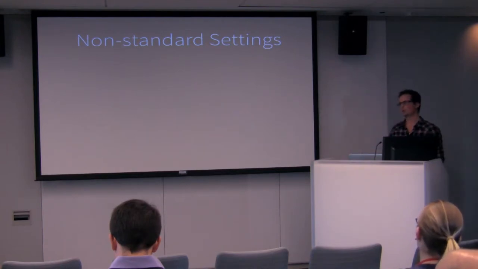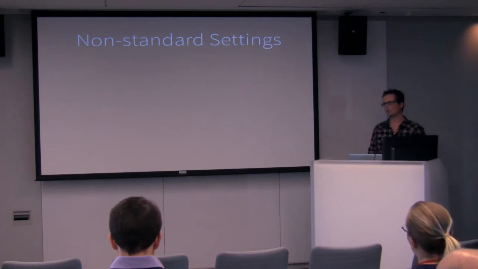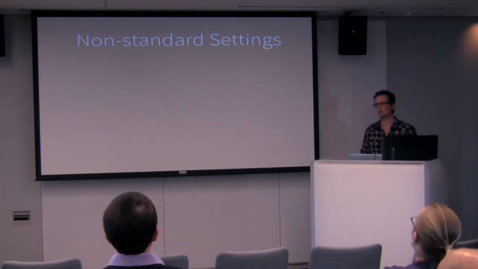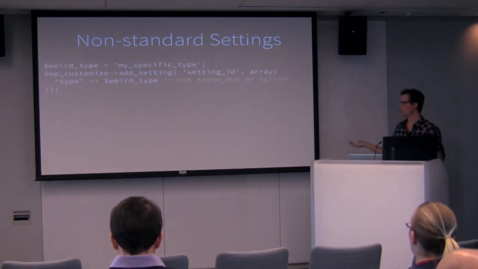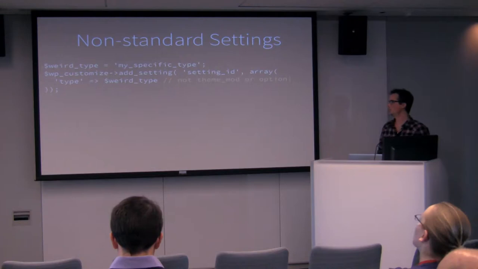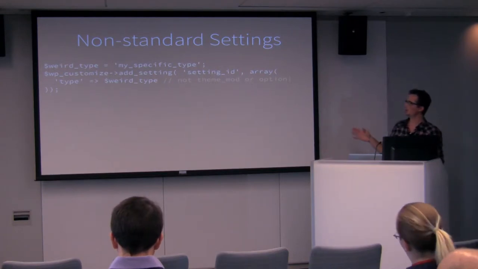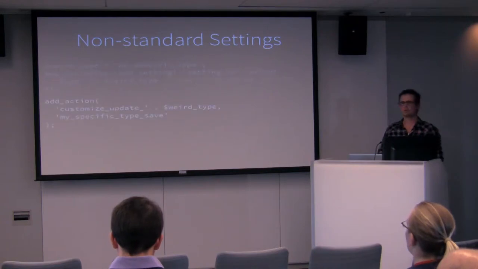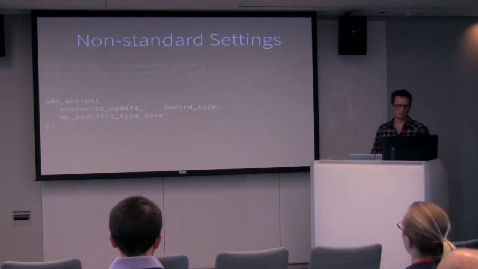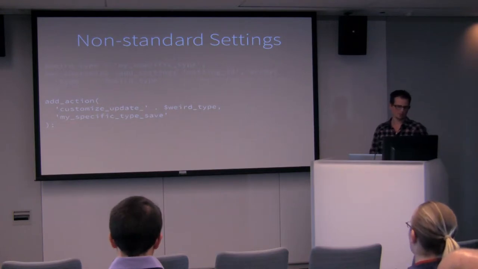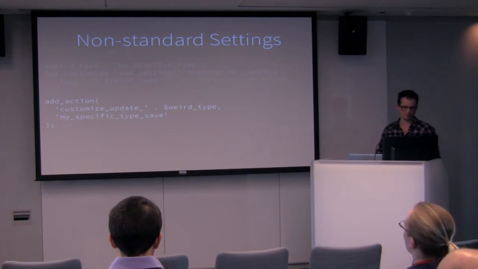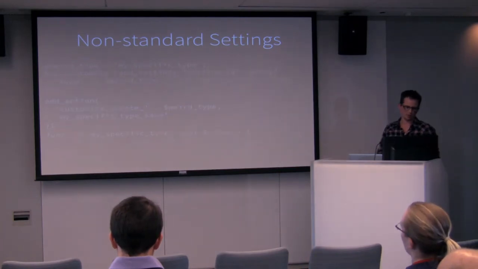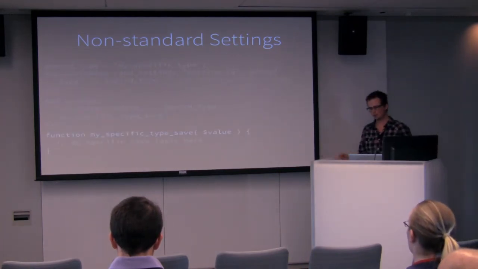So then you have to be able to run some other kind of code to save and retrieve these values in the customizer. So some specific type, right? And so when you add the setting, you make the type some weird type, right? It's not theme mod, it's not option. And then, of course, WordPress is generally really good about having hooks. And so here, it should be add filter, but this works the same way. Customize update underscore that type, and then you can give it a callback which receives the value, and then you can do your specific save logic there.